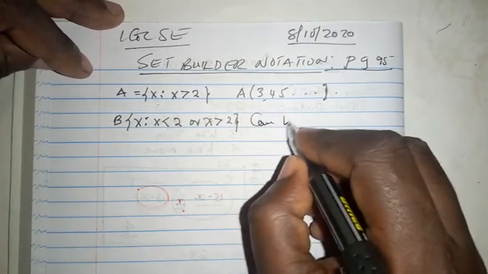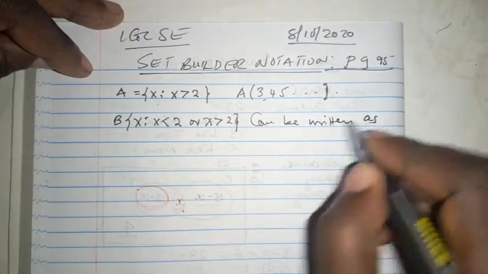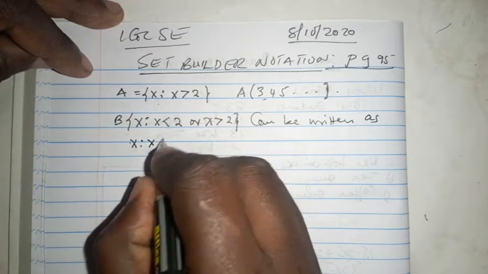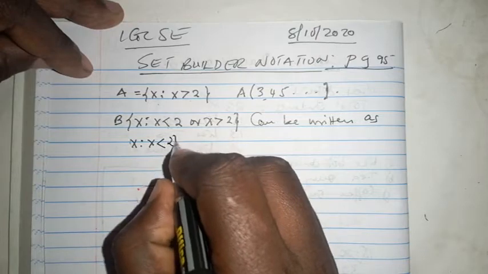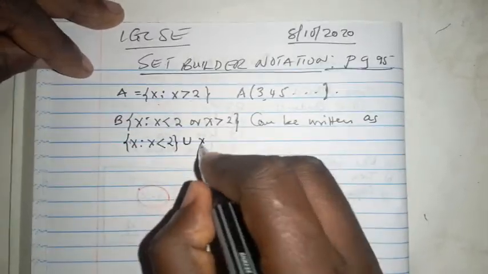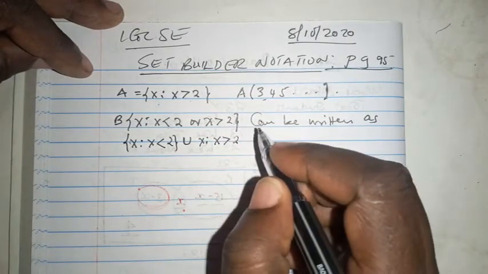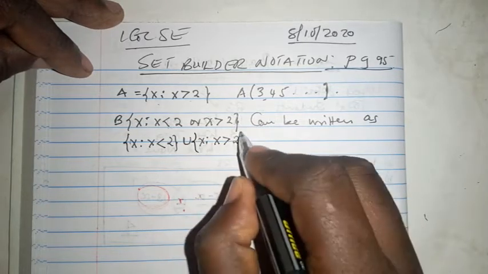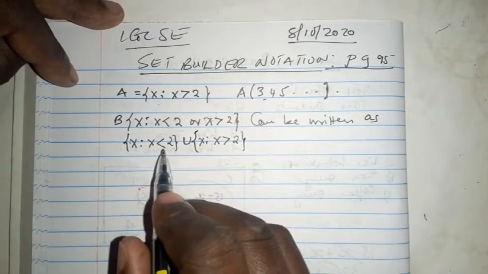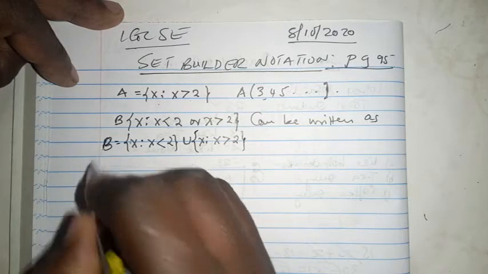So this one can be written as x, where x is less than 2, or, and in this case we go for union, other values of x where x is greater than 2. This talks about union. It can be less than 2 or it can be greater than 2. So this is B for you.